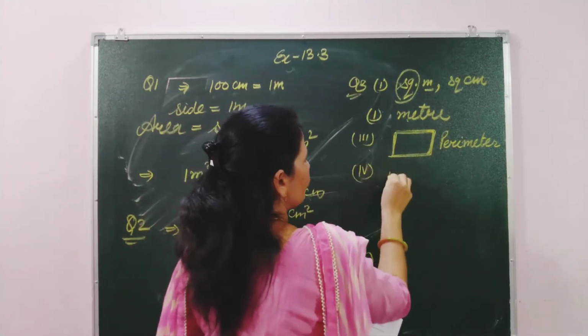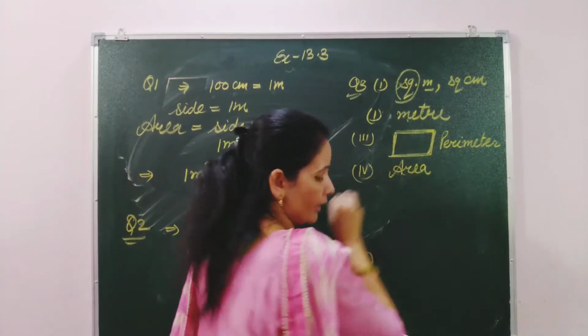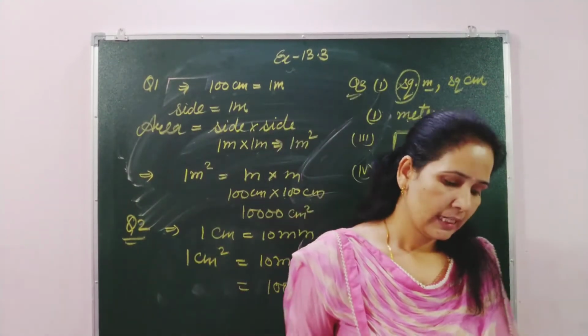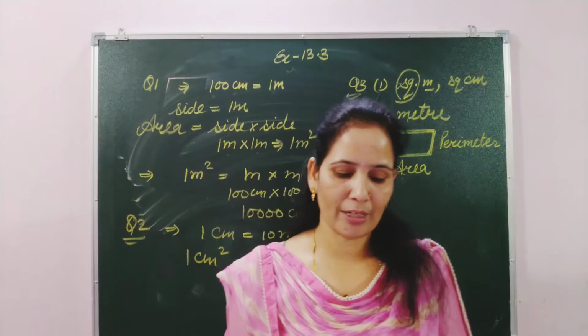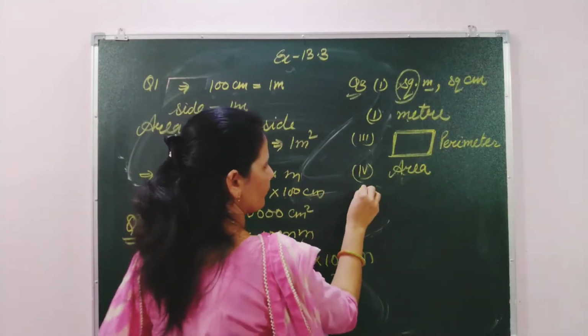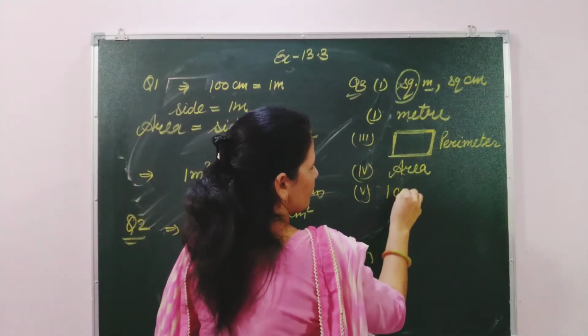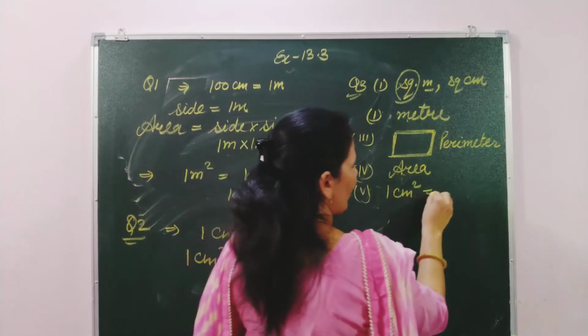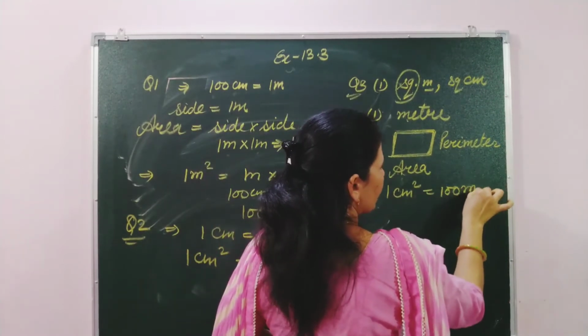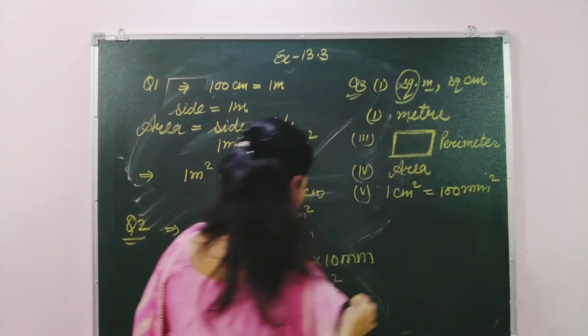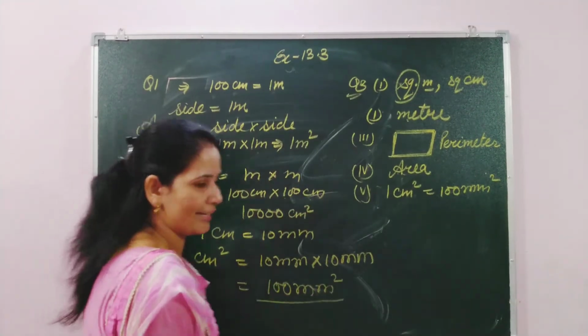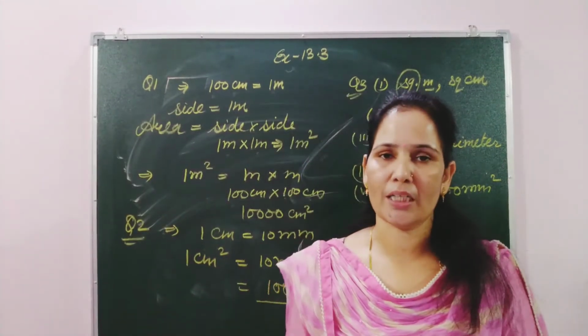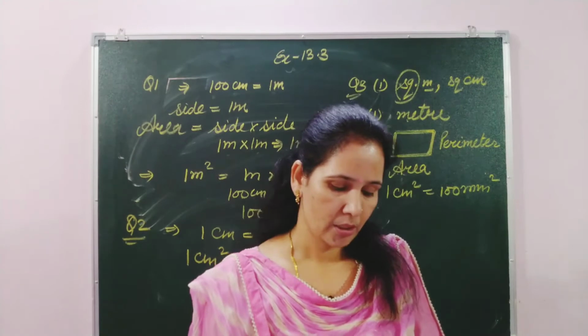Why we need to calculate its area? Okay students. Now then after fifth question, 1 square meter equals to 1 square meter, that means 1 centimeter square equals to 100 millimeter square. That we have already discussed in question number second. 1 centimeter square equals to 100 millimeter square.